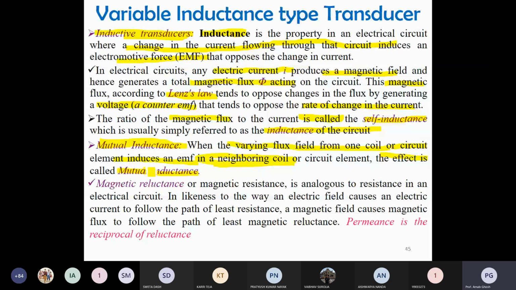Magnetic reluctance, or magnetic resistance, is analogous to resistance in electrical circuits. Just as an electric field causes an electric current to flow through the path of least resistance, magnetic resistance is known as reluctance. A magnetic field causes magnetic flux to flow through the path of least magnetic reluctance. The same thing happens in the magnetic circuit. Permeance is the reciprocal of reluctance.